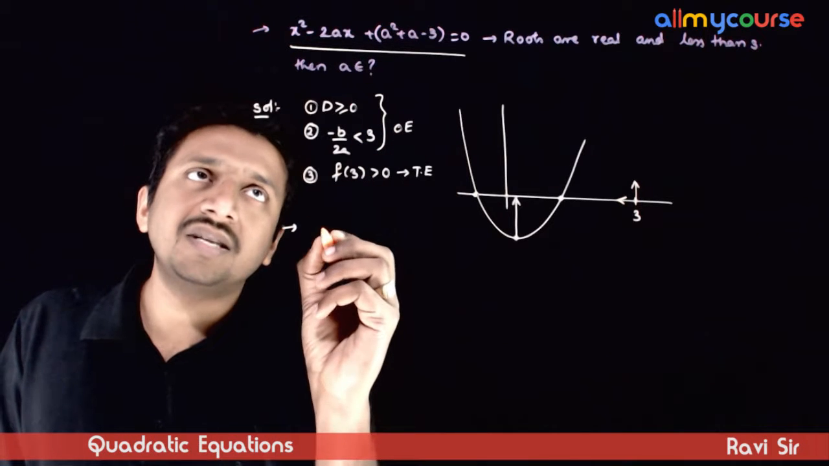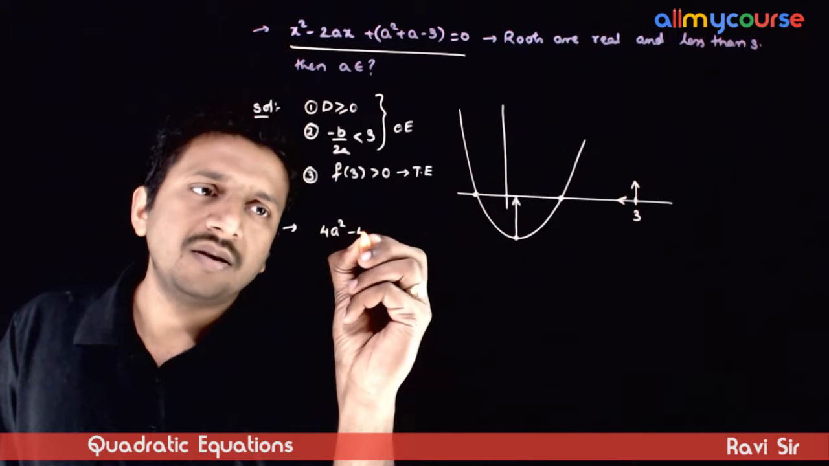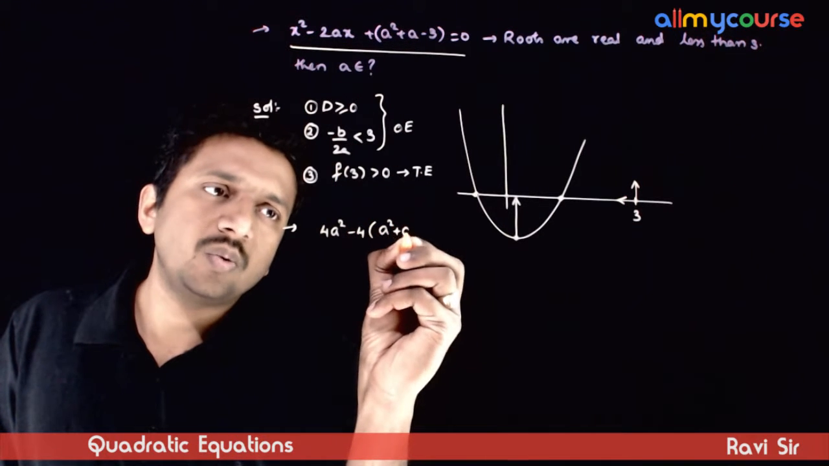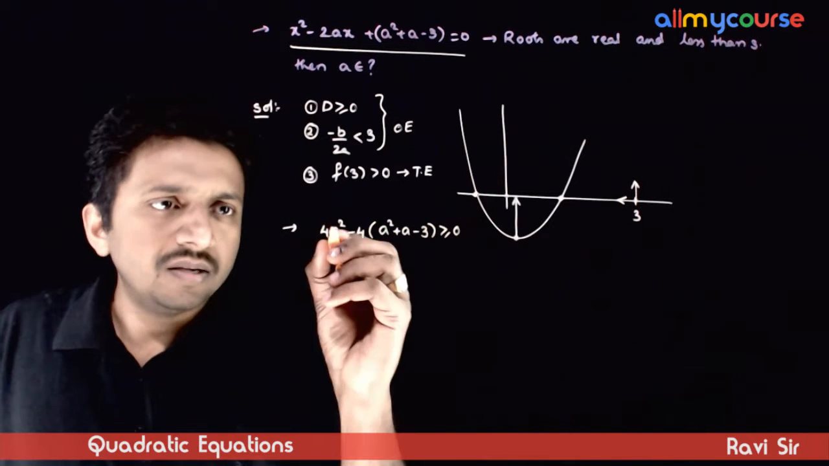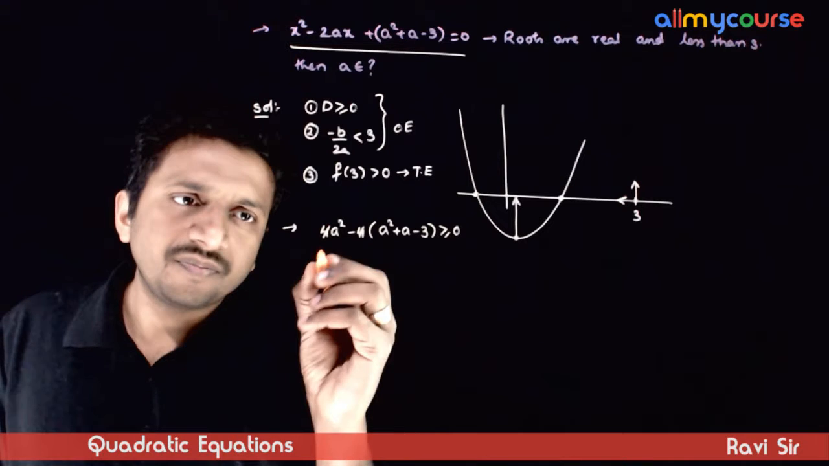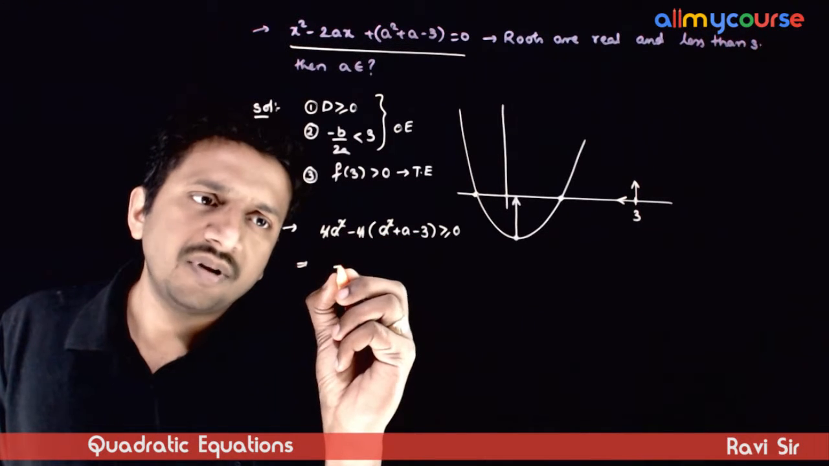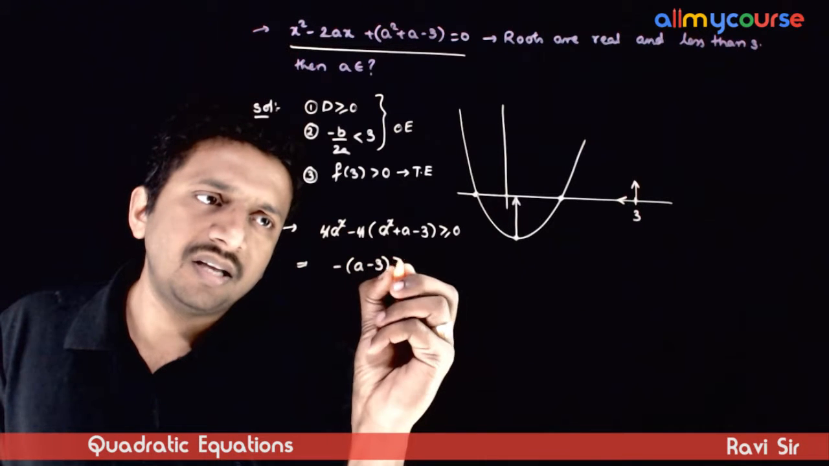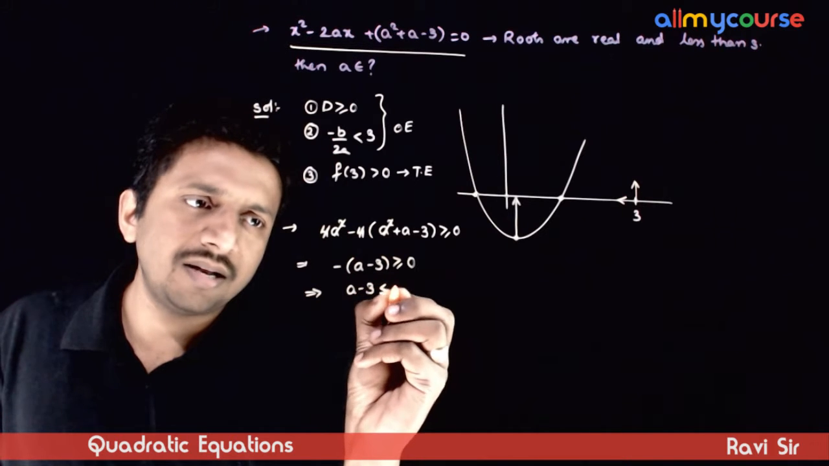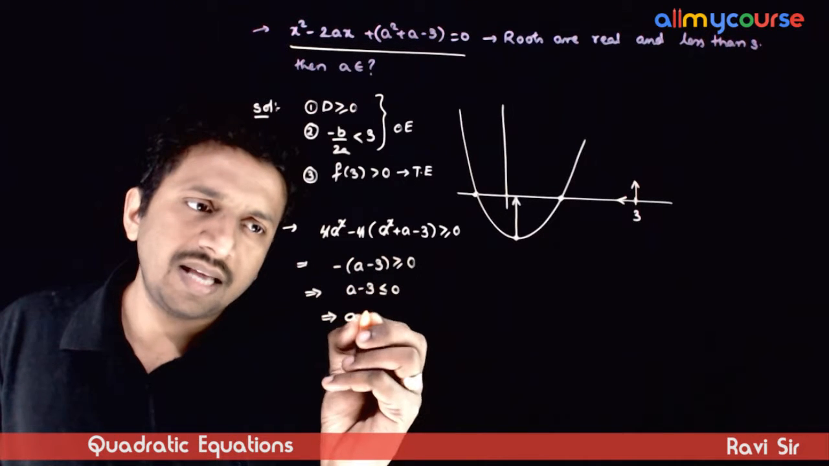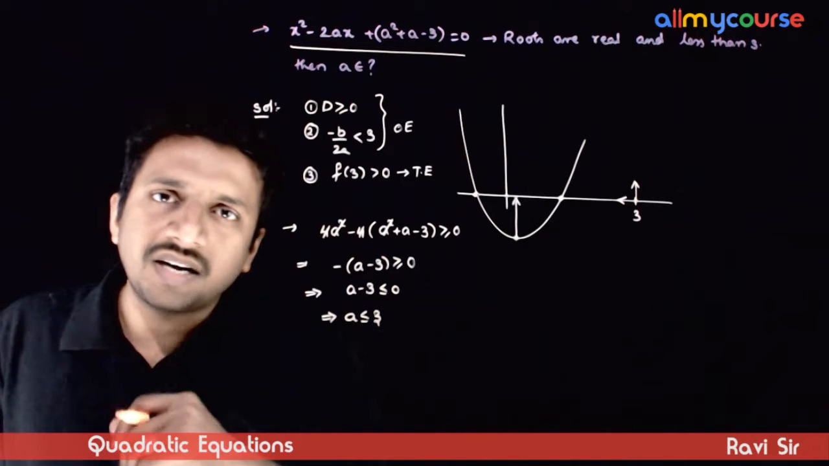So first, discriminant is greater than or equal to 0. So 4a square minus 4 times a square plus a minus 3 is greater than or equal to 0. So this 4 and 4 get cancelled. A square and a square also get cancelled. So you have minus of a minus 3 greater than or equal to 0. This implies a minus 3 less than or equal to 0. This implies a is less than or equal to 3. This is the first condition.